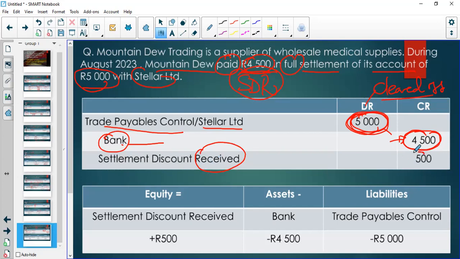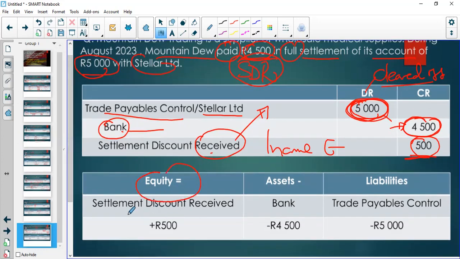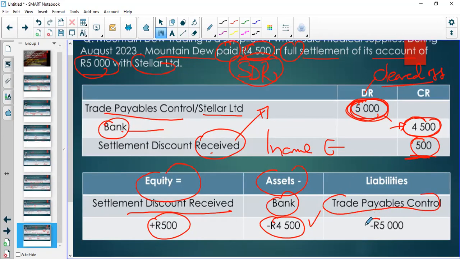So this is an income effect on equity. It's settlement discount received when we are paying a supplier and the supplier is happy that we're paying on time. So of course our equity is going to be affected because our settlement discount received will increase by plus 500. Then our bank is going to reflect that we actually paid 4,500, and we were clearing the full amount of negative 5,000. So it's going to reduce what we owe. We've reduced what we owed.